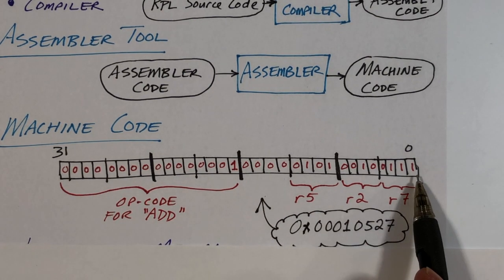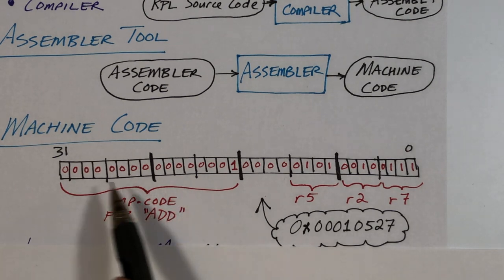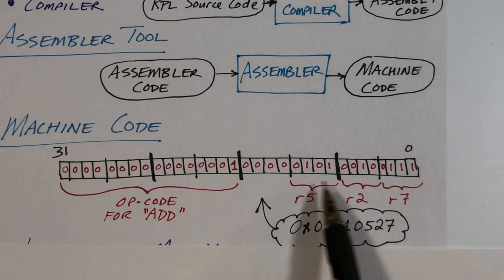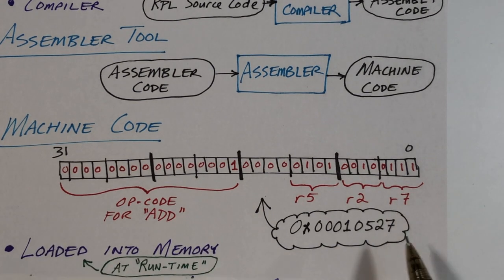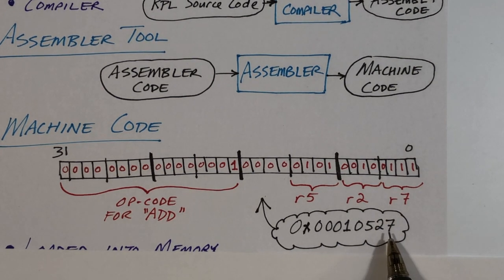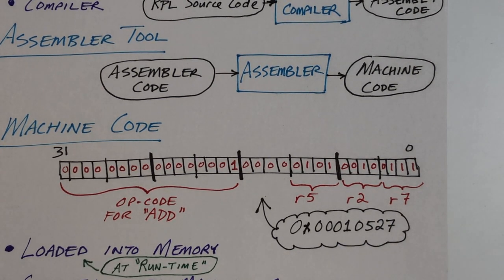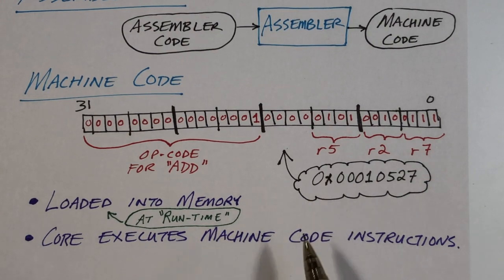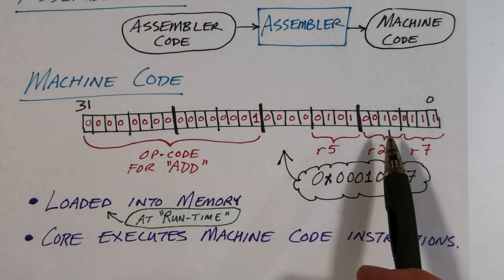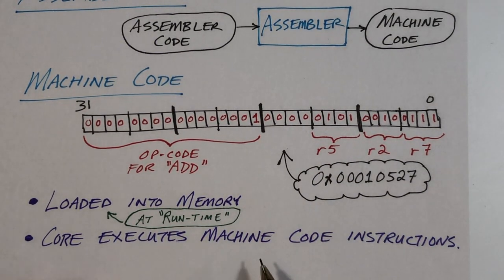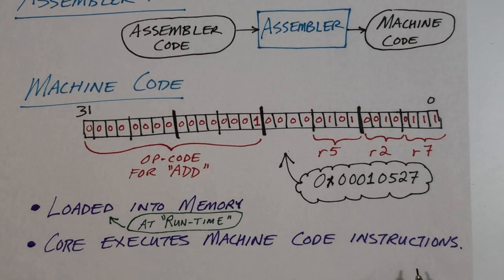So it's an instruction which is 32 bits long, and you have some of the bits reserved for the opcode. In this case, this add happens to be what you see here. And you've got the registers encoded into this instruction as well. This is hard for us to understand, and we might be more comfortable expressing it as hex. Well, the machine code is then loaded into memory at runtime. When you're ready to execute the program that contains this add instruction, you would put these 4 bytes, as well as other instruction bytes, into memory, and the core would then execute the machine code instructions.